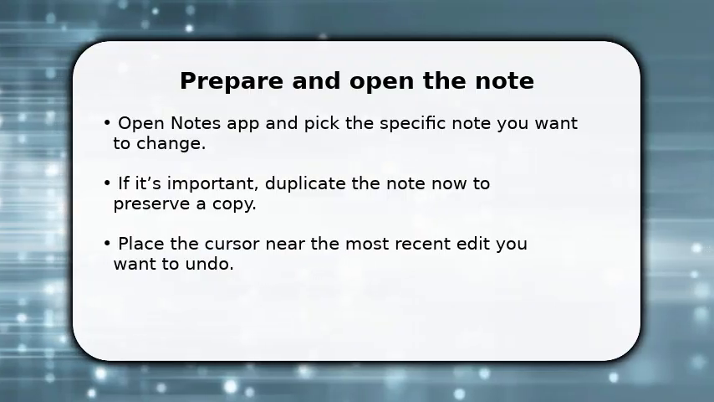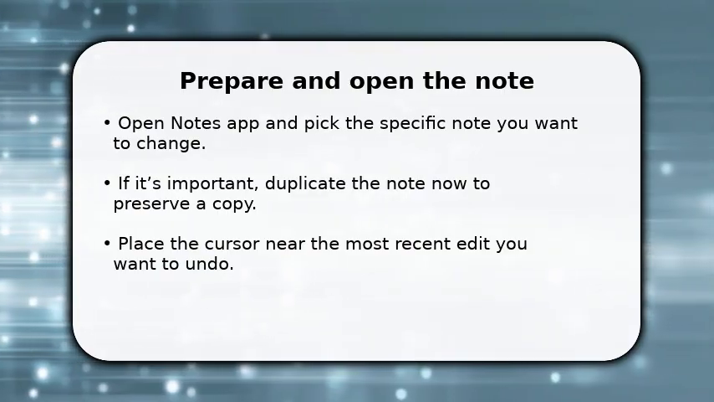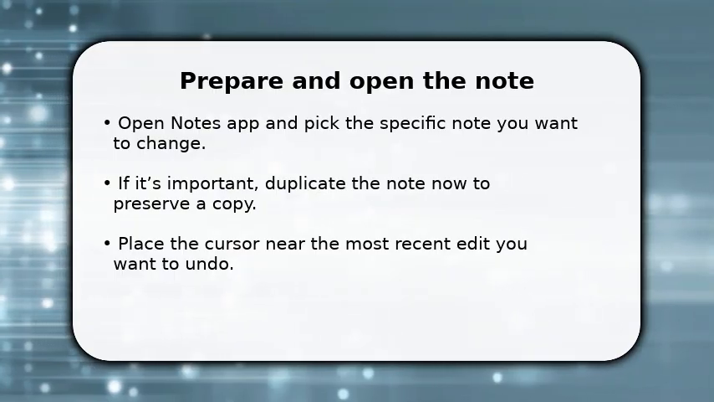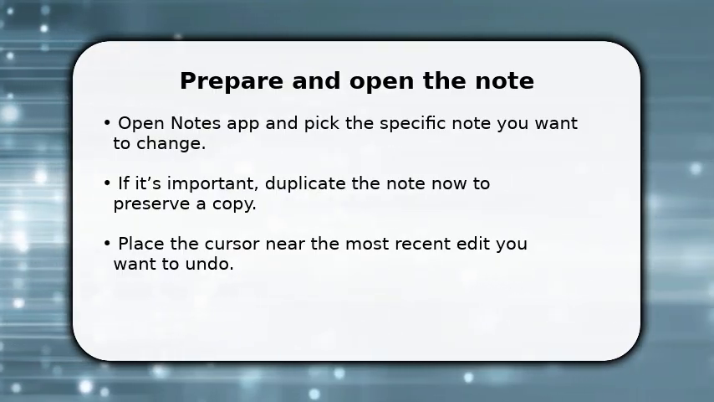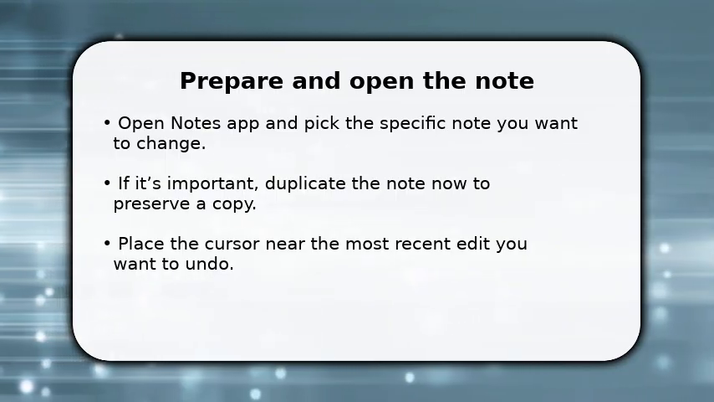You've already opened the note, now act. You should duplicate the note if changes matter, because undo can be limited. Place the cursor where you last edited so the app targets the right history. Once done, scan the toolbar or gesture help. Many platforms expose undo immediately.